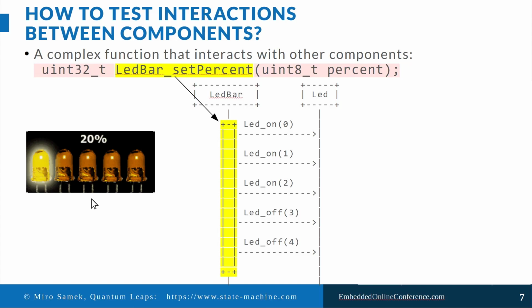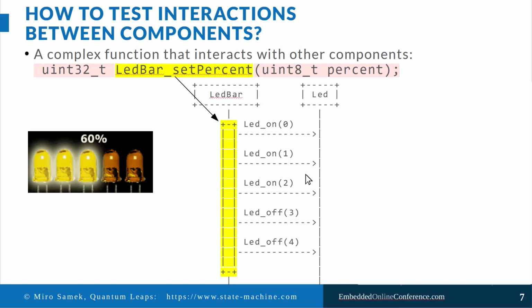So Matt has come up with an LED bar gizmo consisting of a row of LEDs that collectively visualize a percentage. The main interface to the LED bar gizmo is the LED bar set% function, which internally interacts with the individual LEDs. For example, the function called with the argument equal to 60% should turn 3 leftmost LEDs on and the remaining LEDs off. To test this function, you need to verify that exact sequence of interactions with the LEDs.